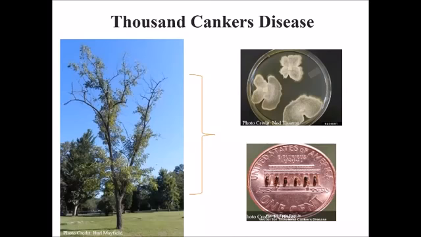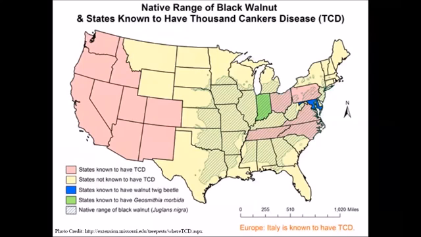So thousand cankers disease is a complex disease which has the fungal pathogen Geosmithia morbida and the vector insect Pityophthorus juglandis. And why is it named thousand cankers disease? Because of the formation of a large number of coalescing cankers around galleries and exit holes. That's why it's named thousand cankers disease.